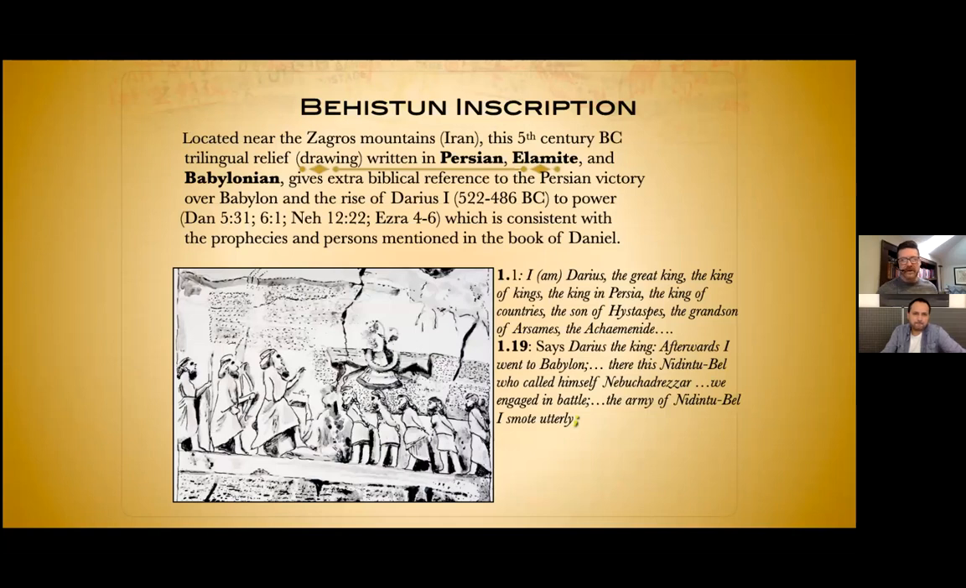And yeah, there it is right there. It's actually on the slide. It's located in the Zagros Mountains in Iran, fifth century BC, trilingual: Persian, Elamite, and Babylonian. But it also not only has three languages, it also is a biblical reference to the Persian victory over Babylon and the rise of Darius the Great that's mentioned in Daniel and Nehemiah and Ezra.